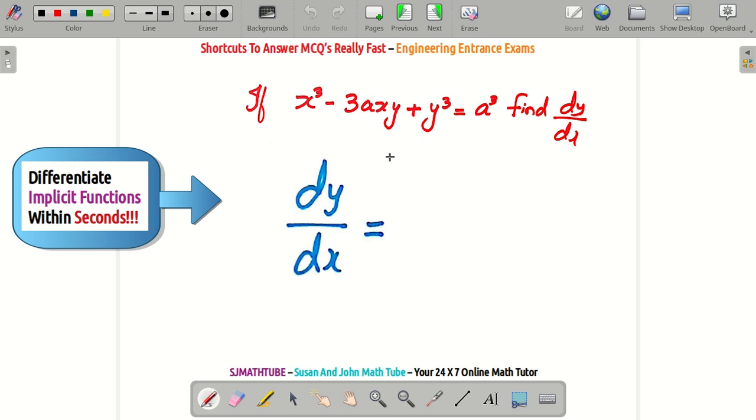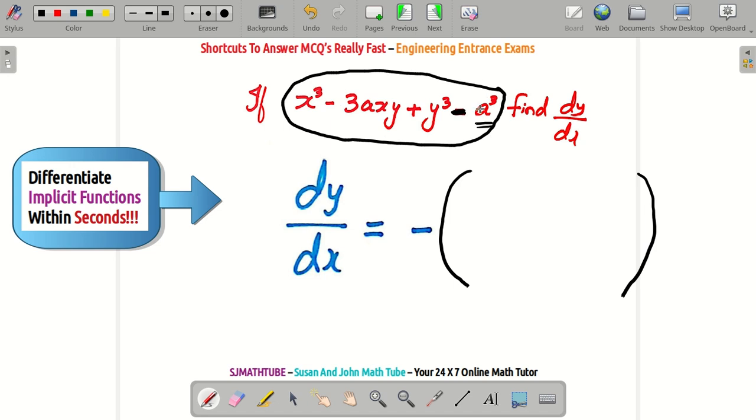So as before, write dy by dx equal to, put negative and let's make a big bracket, and shall we start? The first thing to do is take this a cube to the left hand side, so it will become minus. So we have an expression here. Differentiate this expression partially with respect to x. That is, assume that x is the only variable.